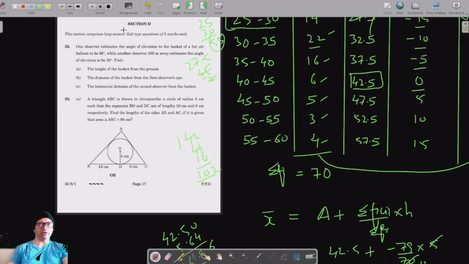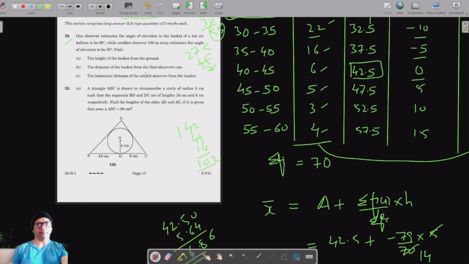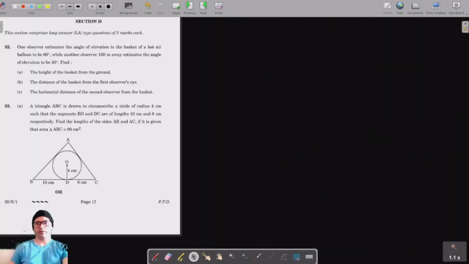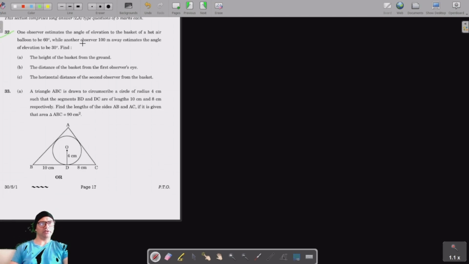Let's move on to section D of 5 marks each questions and try to solve the question number 32. The question says that one observer estimates the angle of elevation to the basket of a hot air balloon to be 60 degrees, while another observer 100 meters away estimates the angle of elevation to be 30 degrees.